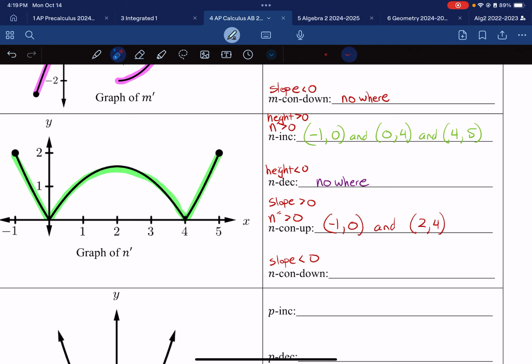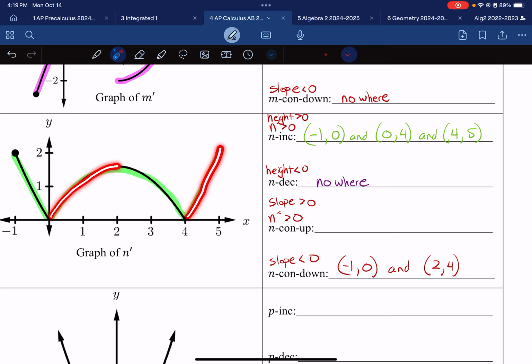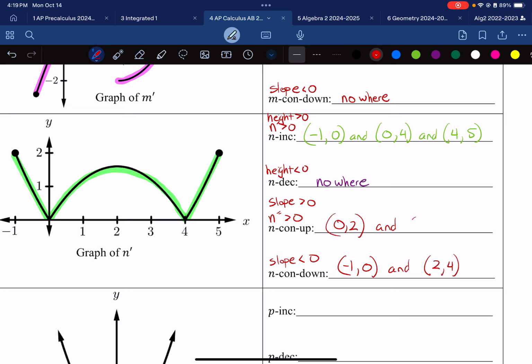So where am I concave down? Where's my slope less than 0? That is where I was less than 0, so let's go ahead and move you down there. Now I'm correct. Where am I greater than 0? I'm greater than 0 where I have positive slope. Positive slope is there. Positive slope is there. So that's between 0 and 2 and 4 and 5. So between 0 to 2 as well as between 4 and 5.